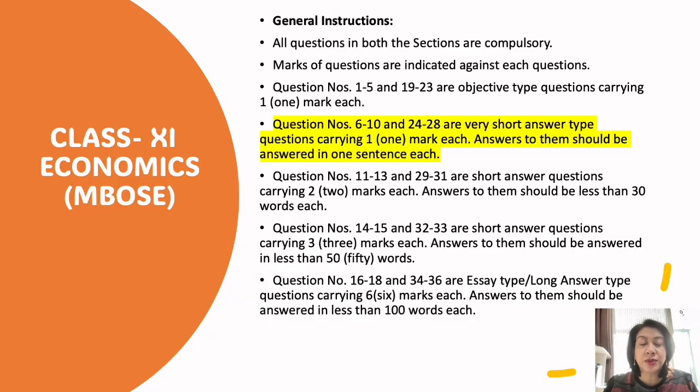The first part of the question paper will have general instructions for the students. We have already read all the instructions in detail in the last video, and we had solved the MCQs. Today we are looking at point number 4, question numbers 6 to 10 and 24 to 28, which are very short answer type questions. So we will have to answer them within a sentence, and each question is for 1 mark.